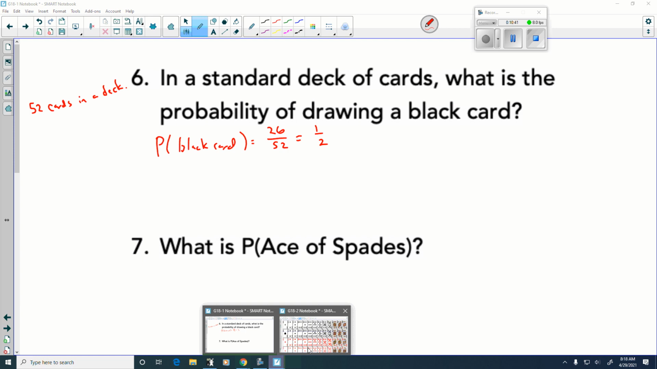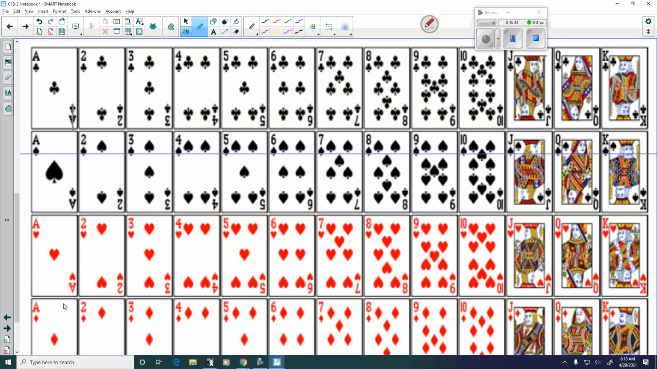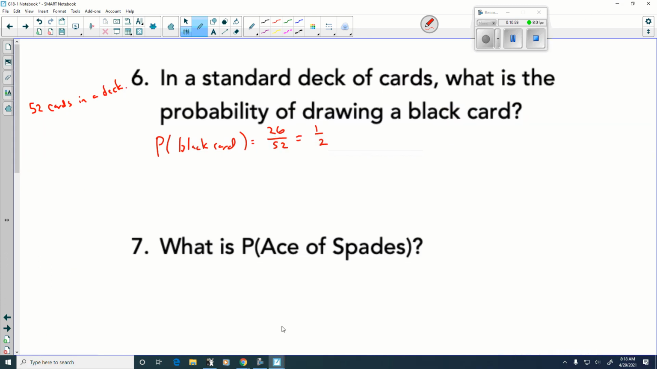Another way you might notice it is that we have what we call 4 different suits. These are the clubs, these are spades, these are hearts, and these are diamonds. So I have 4 different suits, and you see that 2 of those 4 suits are black. So you could also have done it like this. The probability it's a black card is the number of black suits over the number of suits total. Well, there's 2 black suits out of 4 total suits. Of course, those reduce down to the same thing.